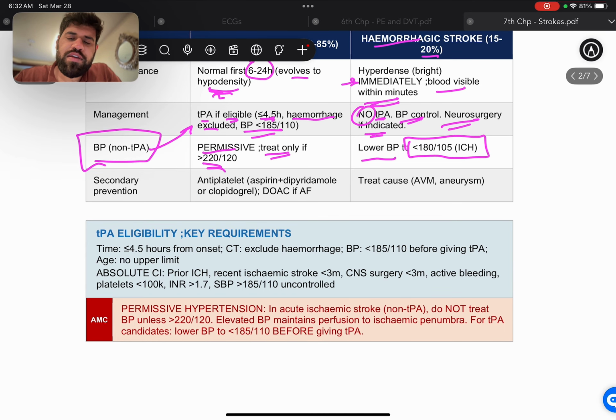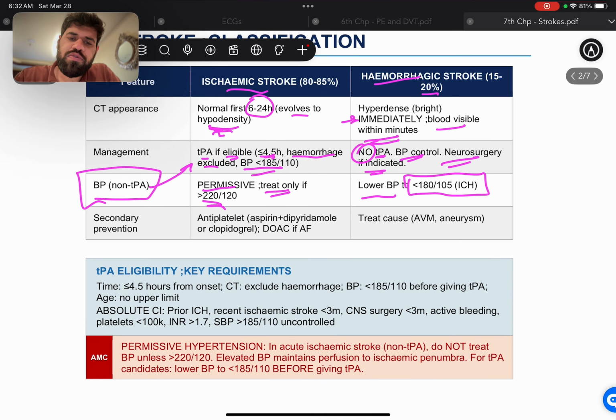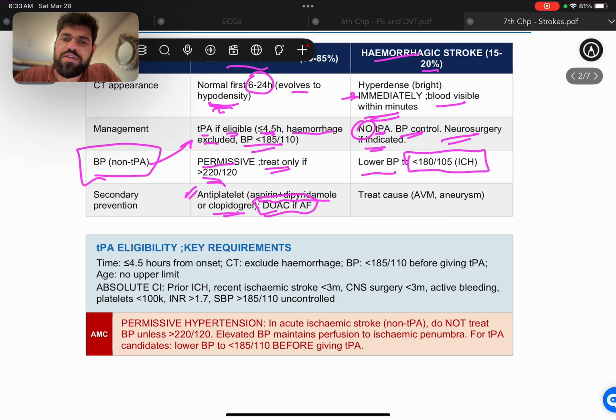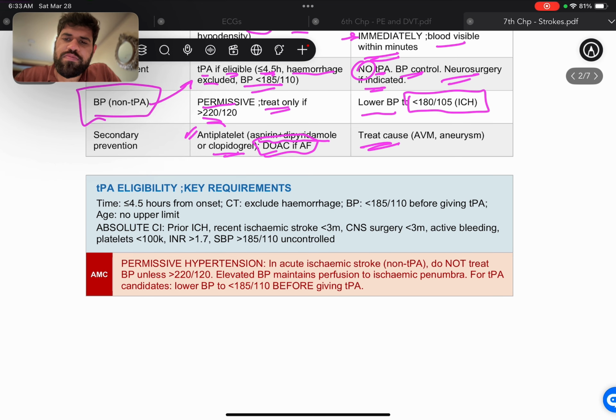Alright, secondary prevention for ischemic stroke is going to be antiplatelets, aspirin plus dipyridamole or clopidogrel, or a DOAC if there is AF in the patient, because AF can also lead to ischemic strokes. And for hemorrhagic strokes we treat the underlying cause, if it's AVM, if it's aneurysm, and so on.